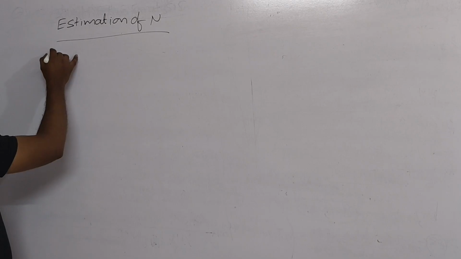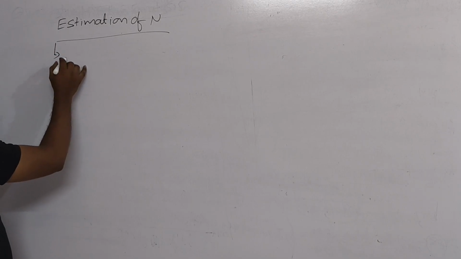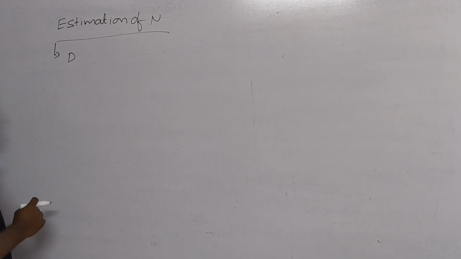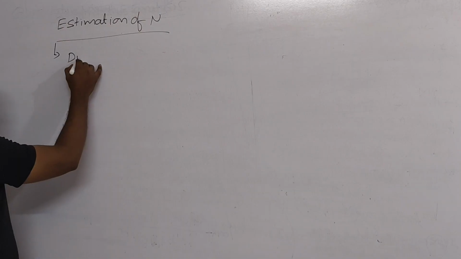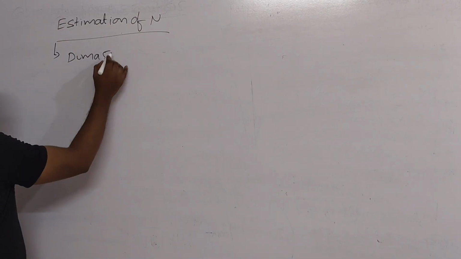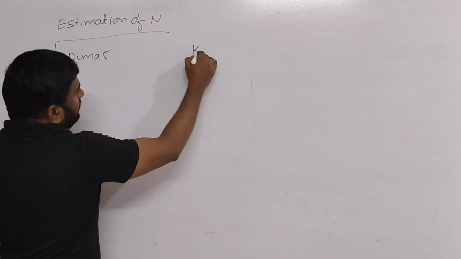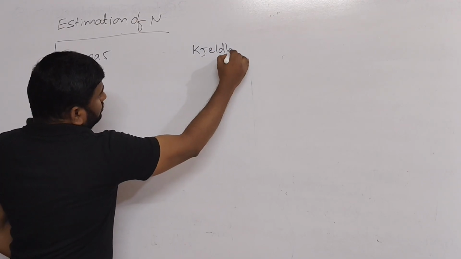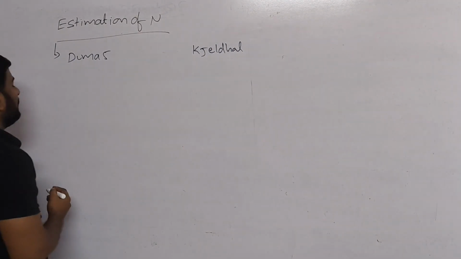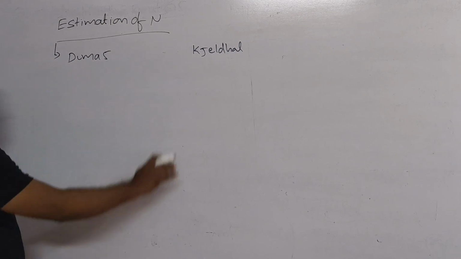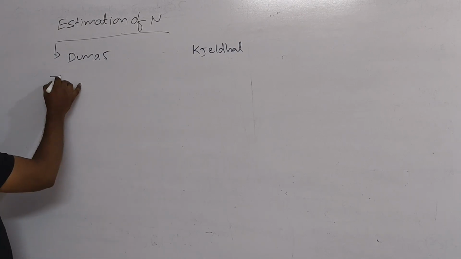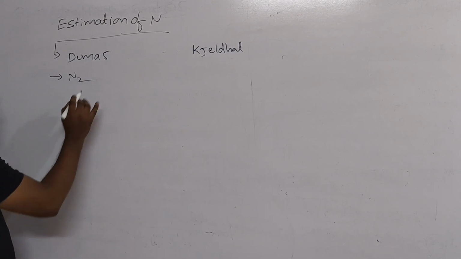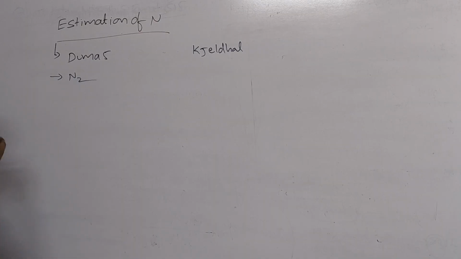Okay, so nitrogen can be estimated by two methods. One is the Dumas method, and the second one is the Kjeldahl method. The Dumas method estimates nitrogen as N2. How is it estimated as N2?